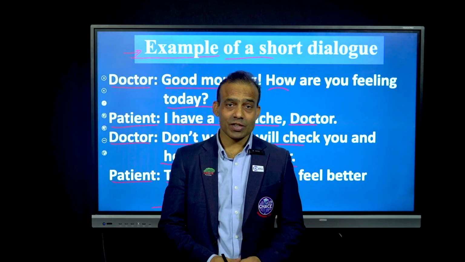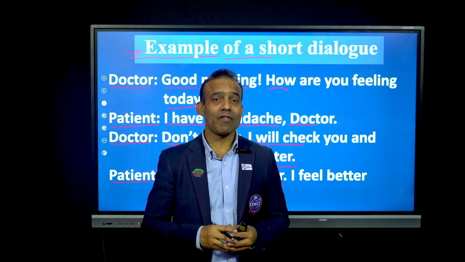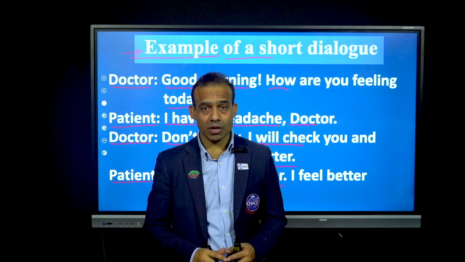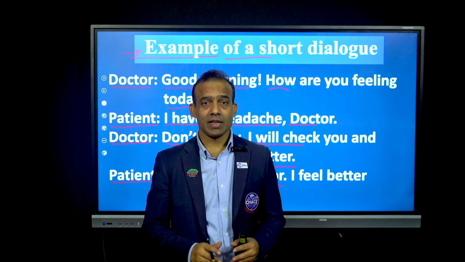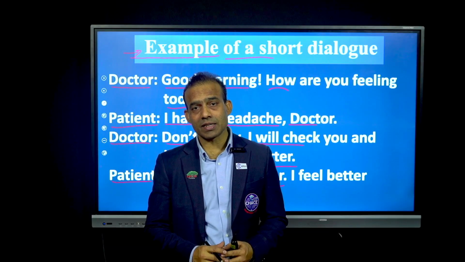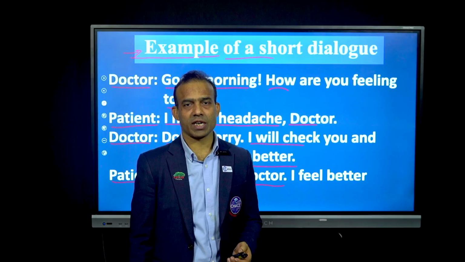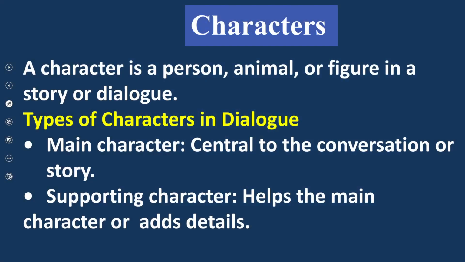So, dear students and dear learners, this is a very short example of dialogue writing. From this short example, you can understand the relationship between the two characters and the link between them. Now, move to the next point. After dialogues, we have reached the characters. Dialogue is very important in its place, but characters also have the same importance in dialogue writing.